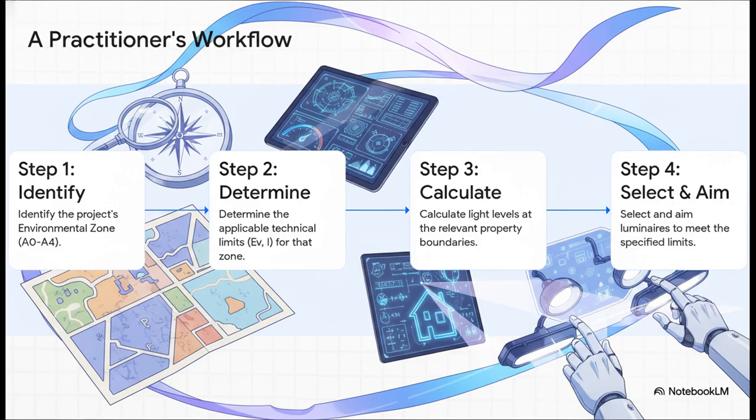It's that simple. First, you identify the environmental zone. Second, you look up the correct technical limits for that zone. Third, you do your calculations at the property boundary. And finally, number 4, you select, shield, and aim your lights to meet those limits. It's a really logical process that leads to responsible and effective lighting.